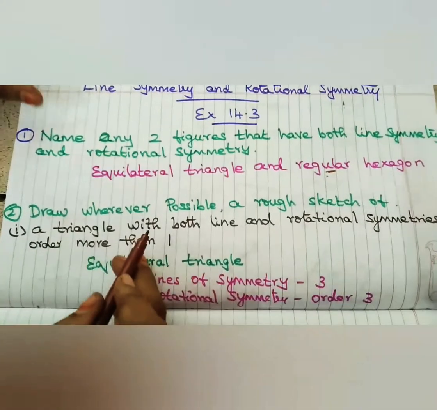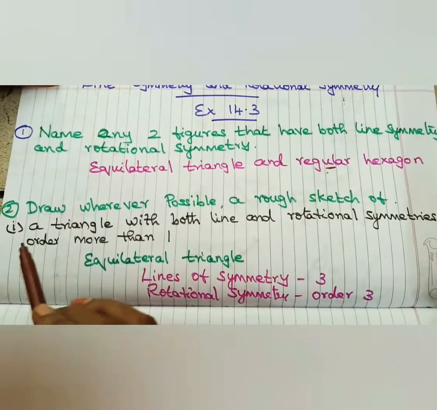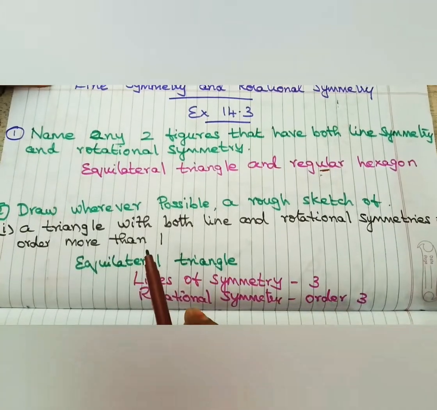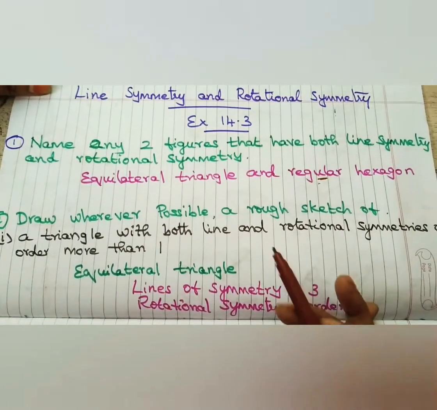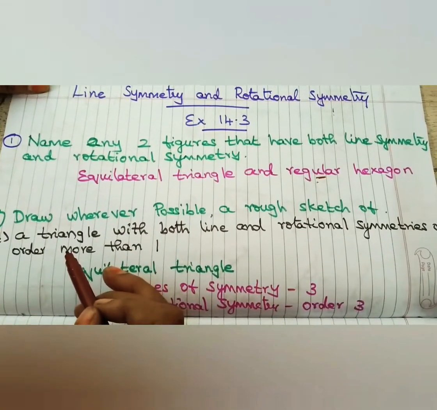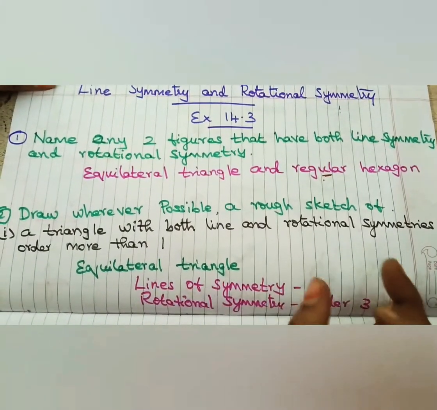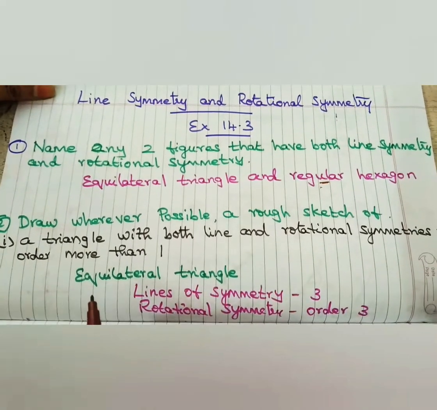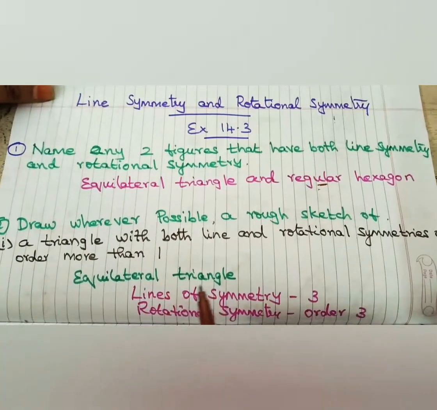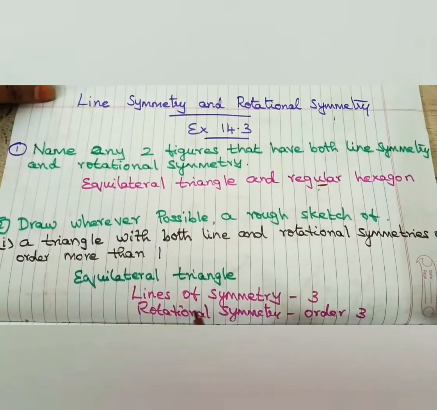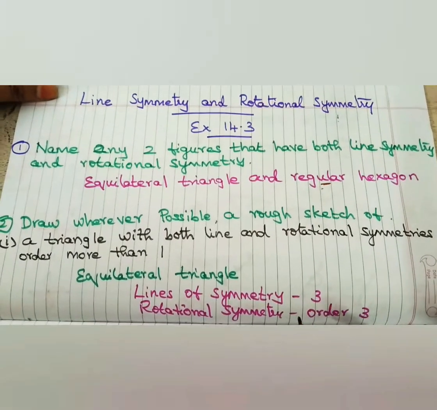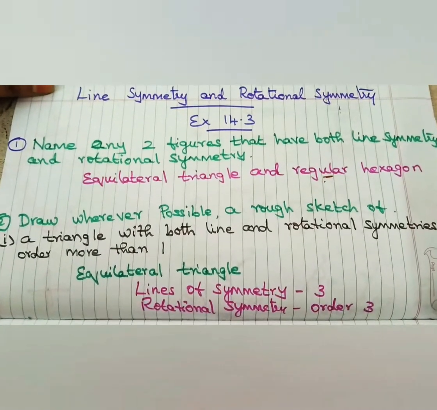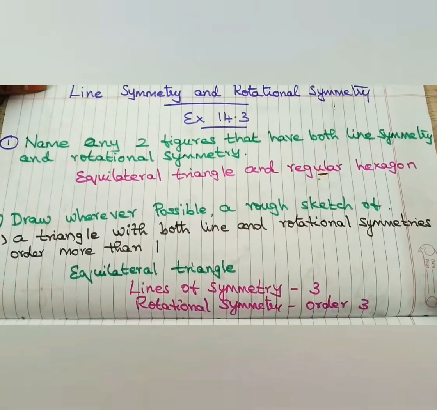Draw, wherever possible, a rough sketch of a triangle with both line and rotational symmetry of order more than 1. So he is asking you to draw a triangle which has line symmetry and rotational symmetry of order more than 1. I am going to take the equilateral triangle, the same one I took for the previous sum, where all the three sides are equal. Therefore my lines of symmetry will be 3, and the rotational symmetry order will also be 3.